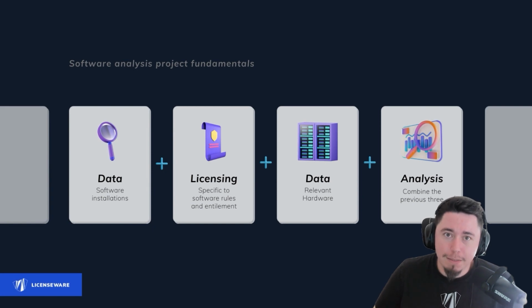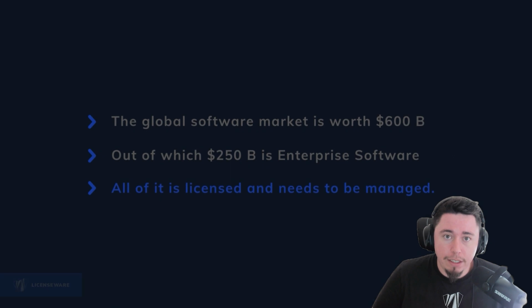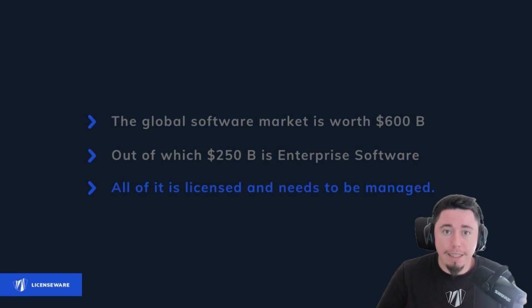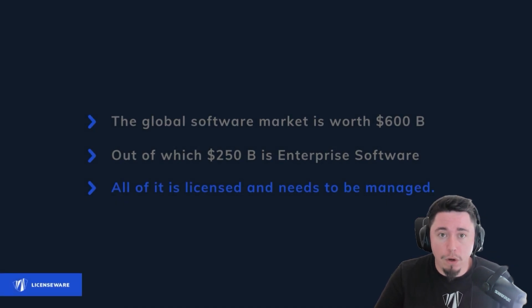So I've explained what software licensing is and how you can ascertain overspend or non-compliance, but why is software license management actually important? Simply put, cost and risk. The software market is estimated at $600 billion and growing, where 250 billion of that is enterprise software, all of which needs managing. Organizations need to ensure they are purchasing the right software under optimal contracts and in the right quantities to ensure cost optimization and return on investment for their software estate.